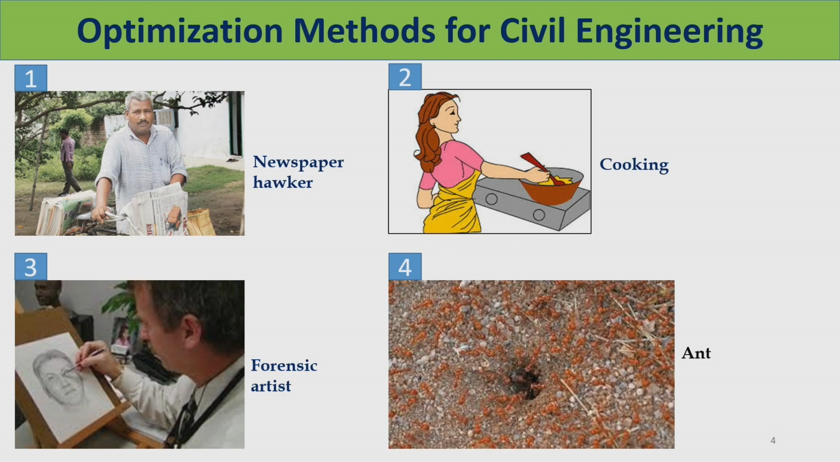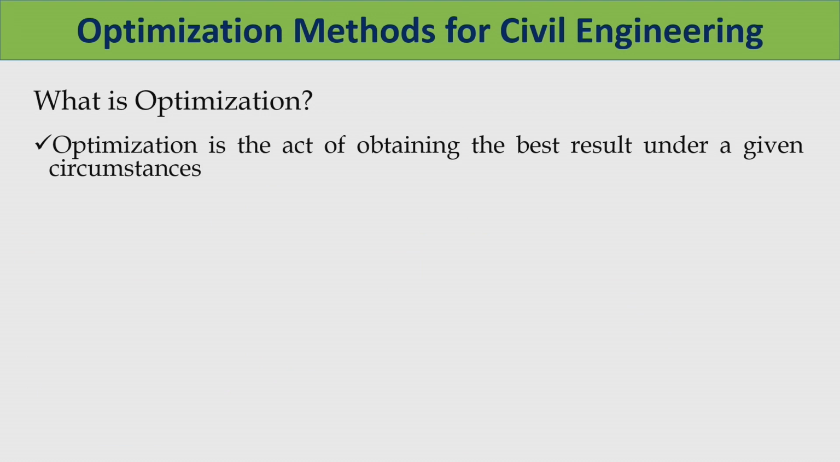Okay. The third one, the forensic artist. So, he is trying to find out a best result, that is the face of the criminal based on the information he has received from the eyewitness. So, after some trials, he will draw the figure of that particular criminal, which is basically similar to the actual criminal. And the fourth one is the ant colony, and when they are searching food, you can see that they are also traveling through the shortest distance. So, all of them are trying to get the best result under a given circumstances. Okay. So, all of them are performing some optimization.